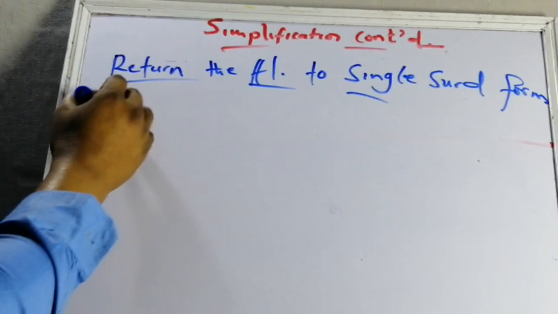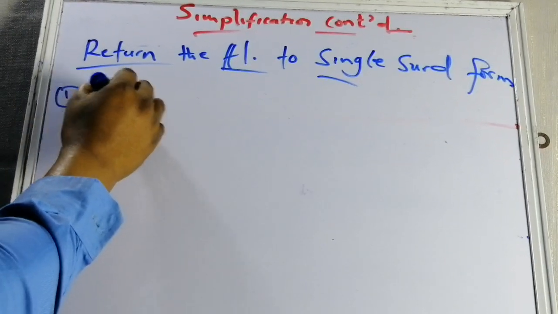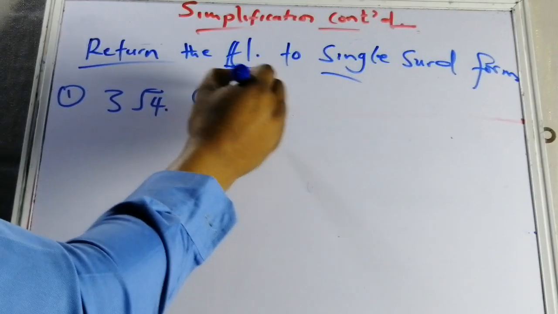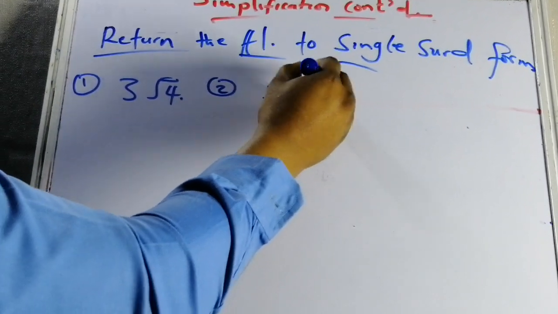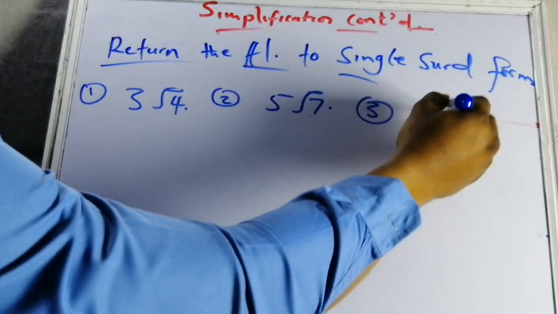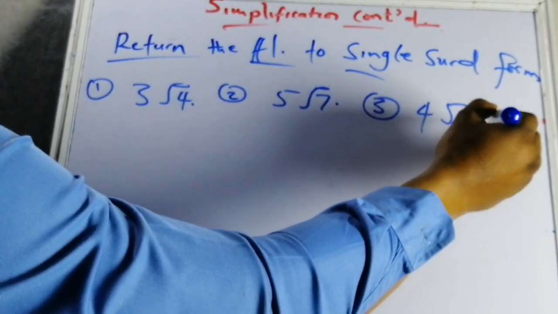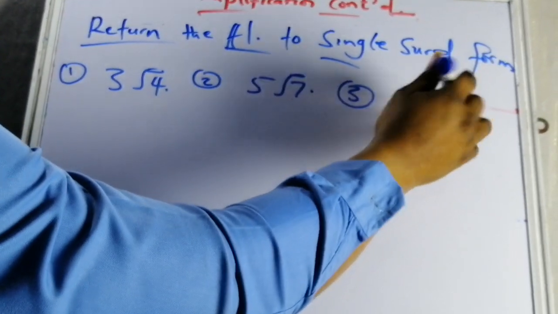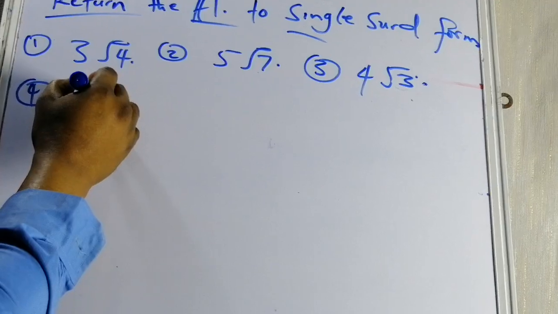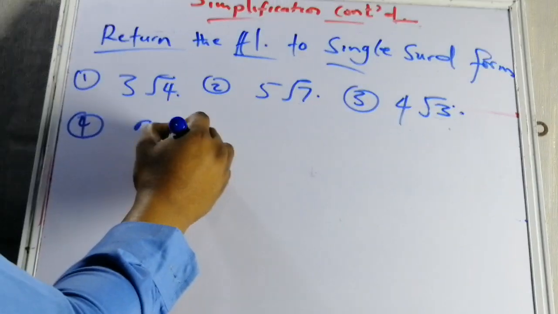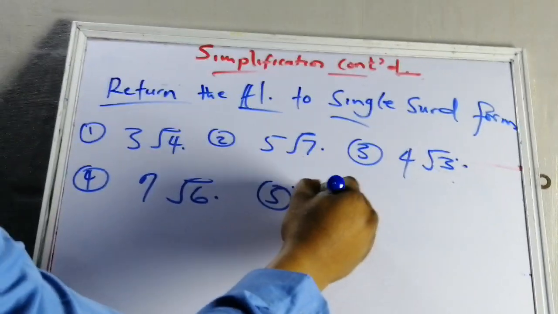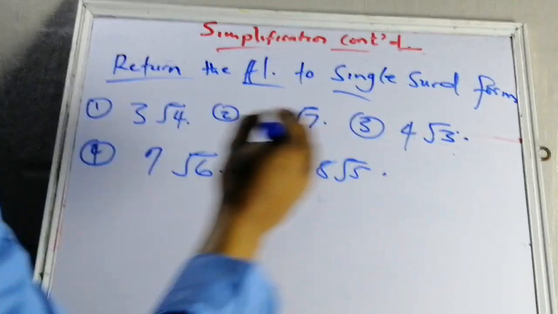Let's just say, okay, number one, we have 3 root 4. Then number two, let's just say we have 5 root 7. Number three, we have 4 root 8. Okay, let's just say 4 root 3. Okay, so number four, let's say 7 root 6. Then number five, we have 8 root 5.